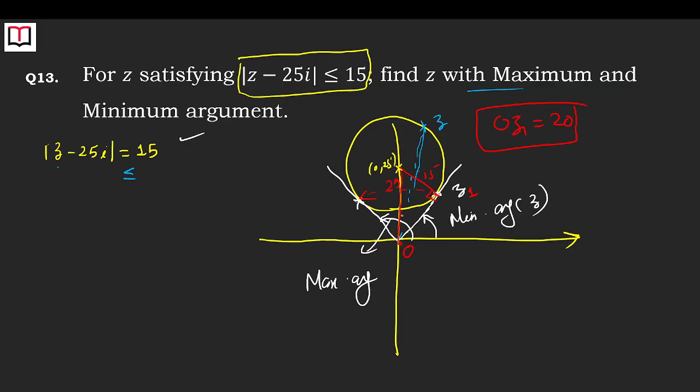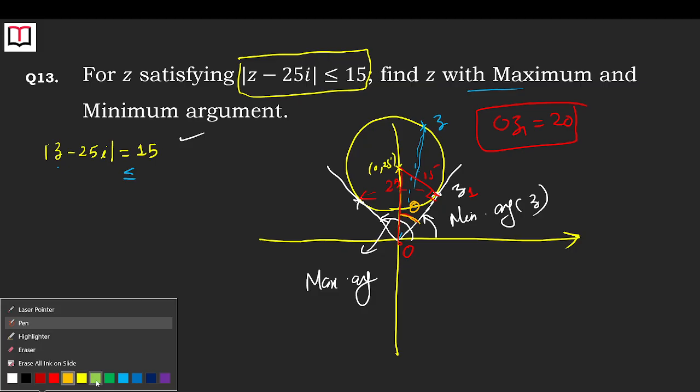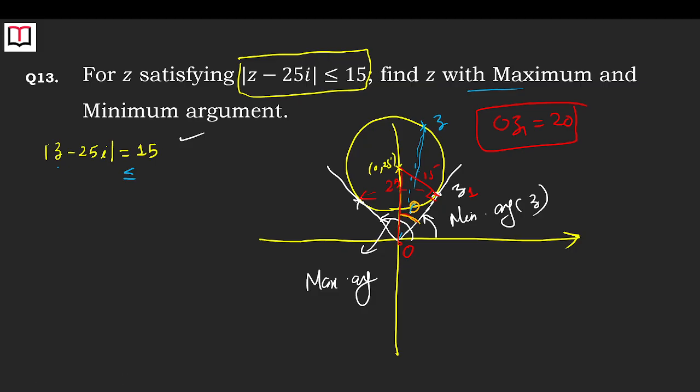Now let's say this angle is theta. Let me use some other color here. Yeah, this angle is theta. So how much is this angle? Sine theta is 15 by 25, that is 3 by 5. So cos theta is 4 by 5. So this angle is nothing but minus 90 minus theta. So for z1, z1 is r cos theta plus i r sin theta.